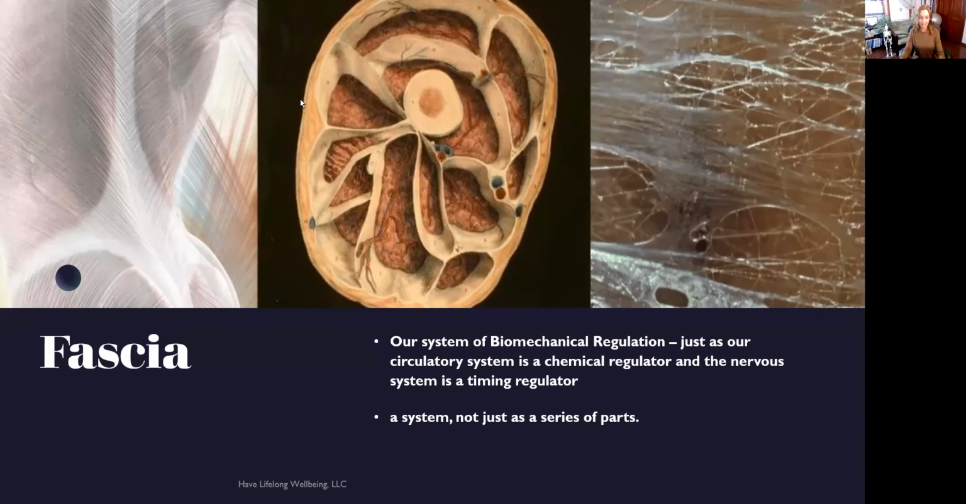This makes you realize, oh my goodness, now, we've got all these big terms, biomechanical regulation. Well, biomechanics just means movement, human movement of the joints. And what's regulating that? Your fascial system. Your circulatory system regulates all the chemicals that flow throughout the body and keep things running. The nervous system is a timing regulator. Your fascial system, oh my goodness, it regulates movement. It is a system. It's not just a series of parts.